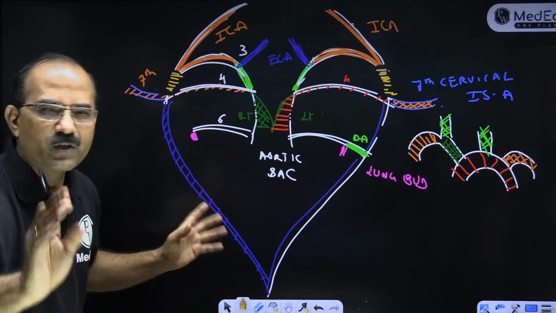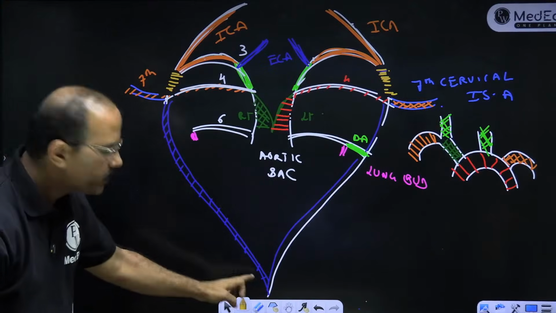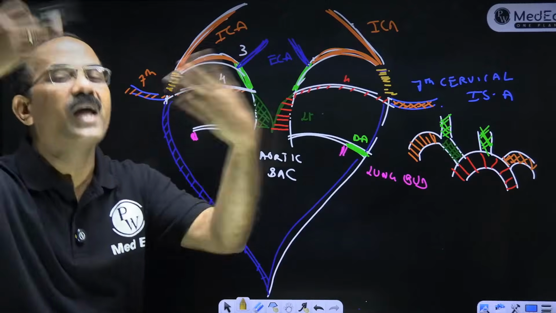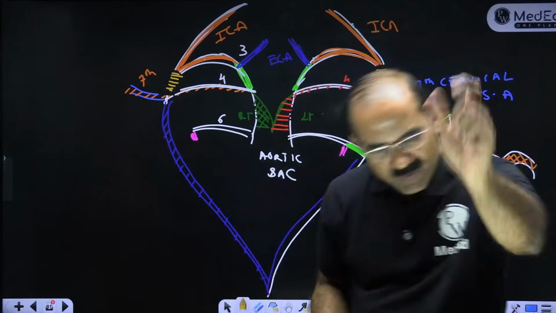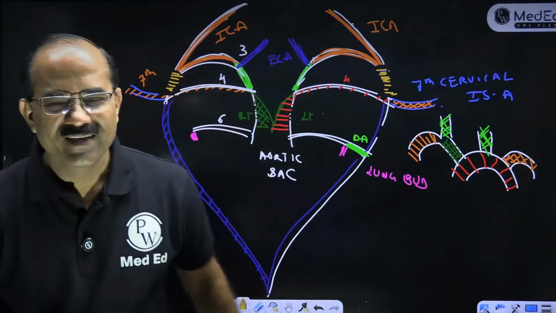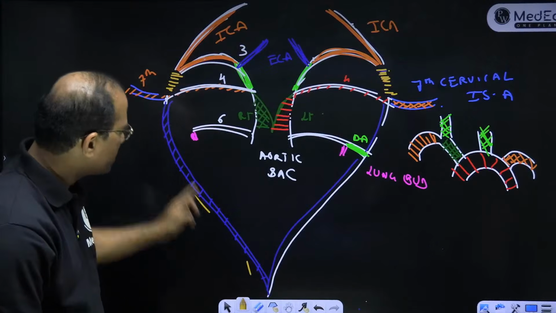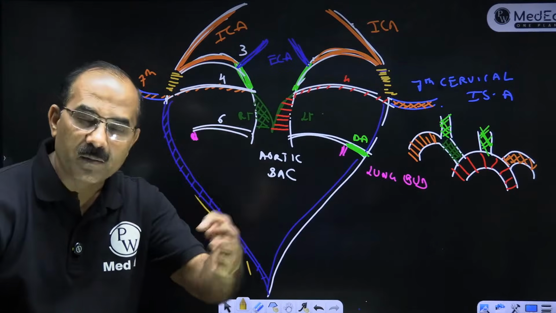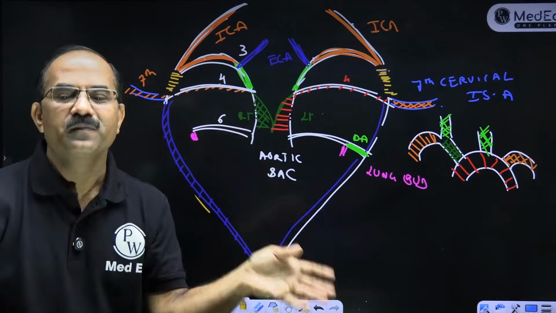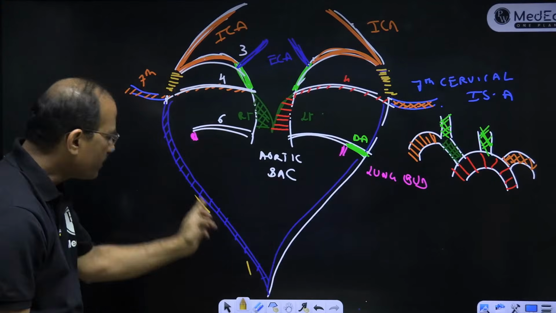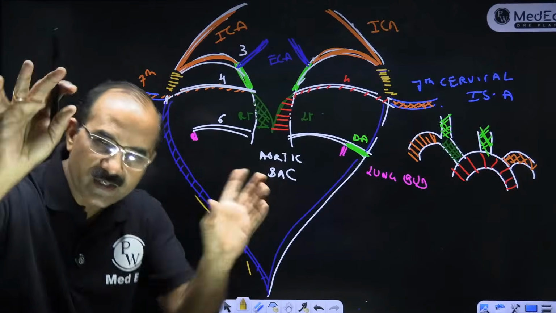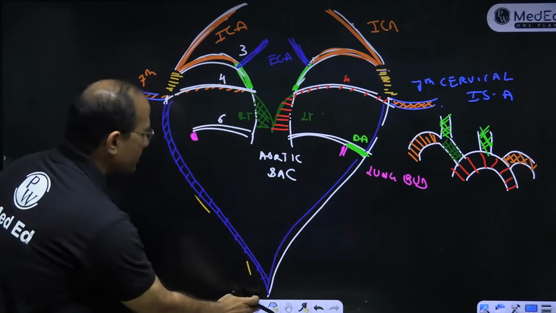Just tell me one thing, students, if this right dorsal aorta persists, what will happen? Double aortic arch. Very good, very good. If the right dorsal aorta persists, it results in double aortic arch. Fine. And suppose the right dorsal aorta persists, plus this disappears off.